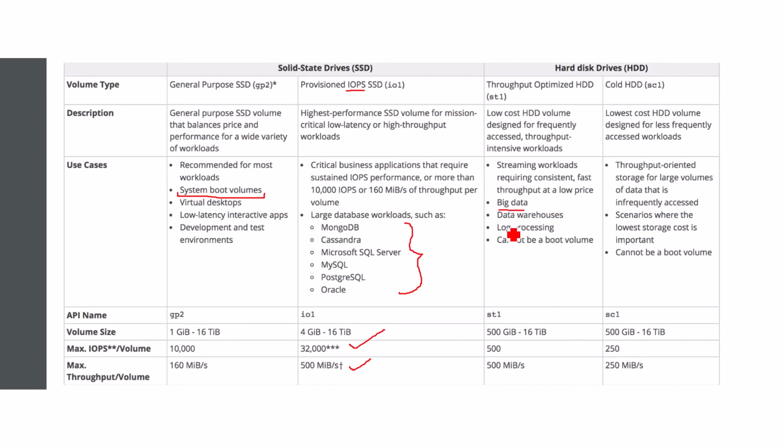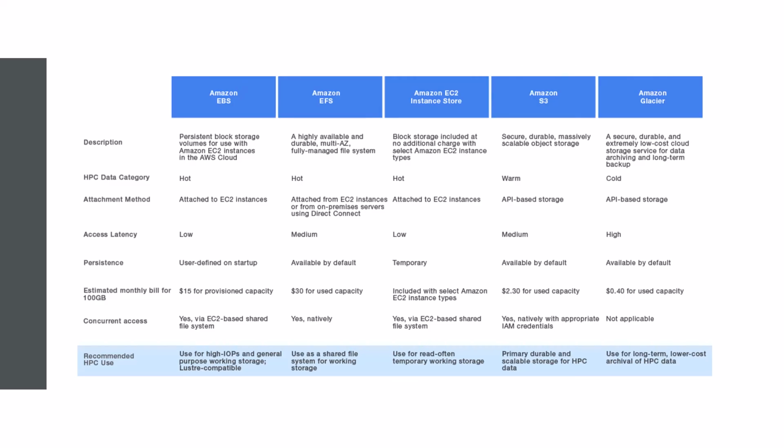If it is talking about big data, data warehousing, or log processing, then go for Throughput Optimized HDD. And when it is talking about a less frequently accessed workload, then go for Cold HDD. Cold HDD provides the same things as Throughput Optimized at a cheaper cost, but it is designed for less frequent access, and neither can be a boot volume. There is only one difference: the max IOPS of Throughput Optimized HDD is more than Cold HDD. So this is all from my side.